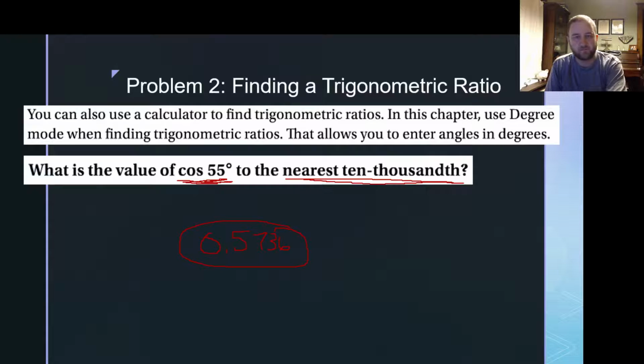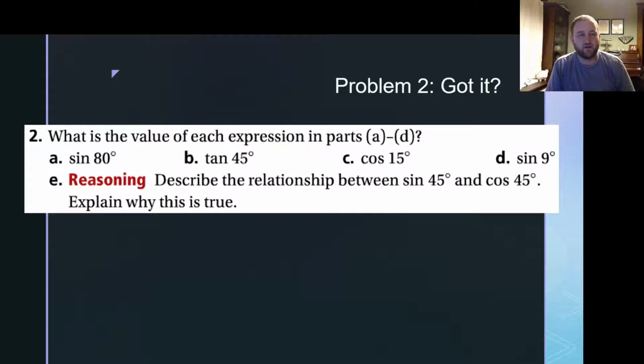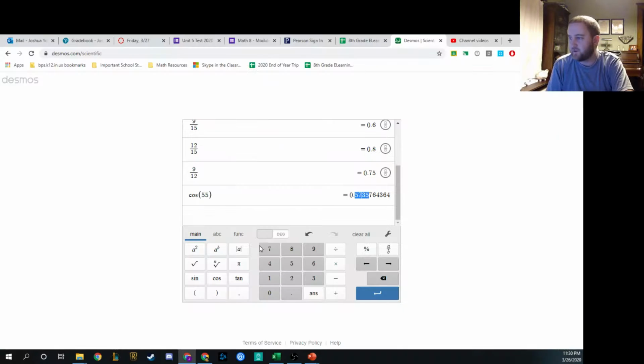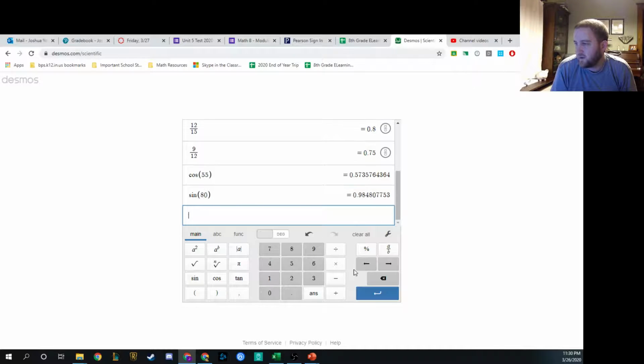Okay? So using your calculator now, I want you to go ahead and find A, B, C, and D. Find the value of the sine of 80 degrees, the tangent of 45 degrees, the cosine of 15 degrees, and the sine of 9 degrees. All right, so hopefully you took the time to actually work these out. The first one we're going to look at is the sine of 80 degrees. You should have 0.9848.